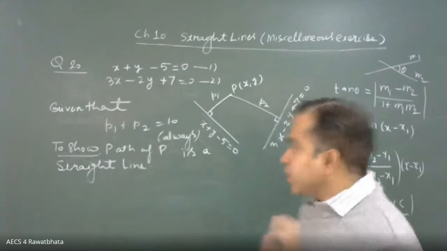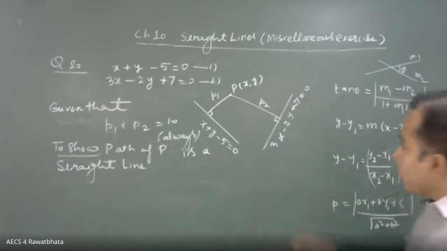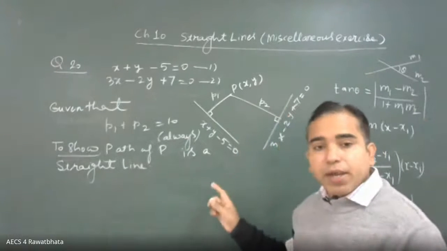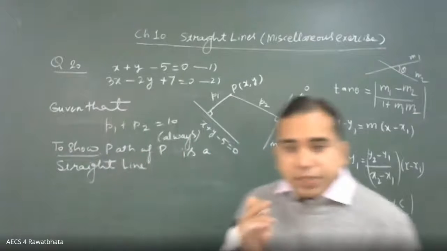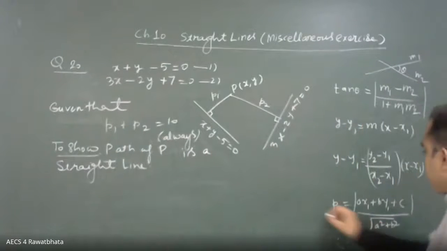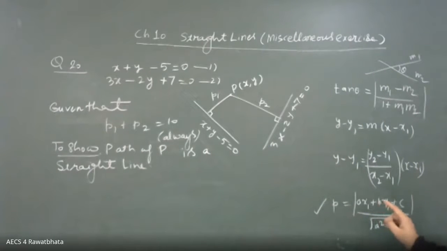तो कैसे निकालें? और वो दोनों के बीच x एंड y के बीच रिलेशन निकालने के लिए हमारे पास एक इंफॉर्मेशन गिवन है: p1 plus p2 equal to 10, and you must know this formula. This formula is the distance of point x1 comma y1 from the line ax plus by plus c equal to 0. So let us apply this formula.